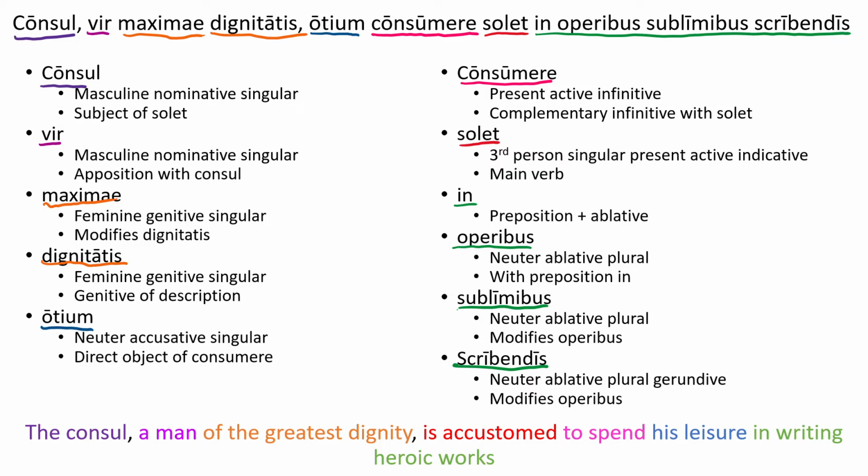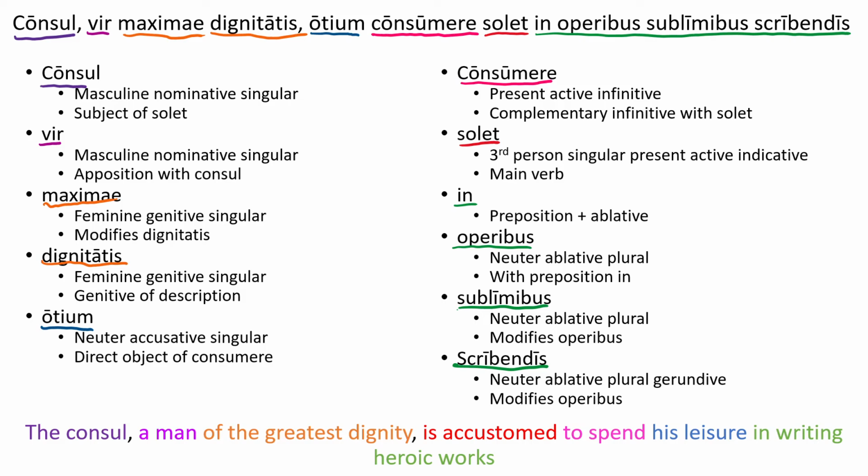The subject of solet is the masculine nominative singular consul, which is described by the masculine nominative singular vir in apposition. This vir is also modified by the feminine genitive singular maximae dignitatis, which is what is known as a genitive of description. We will learn more about this next week. The direct object of solet consumere is the neuter accusative singular otium.